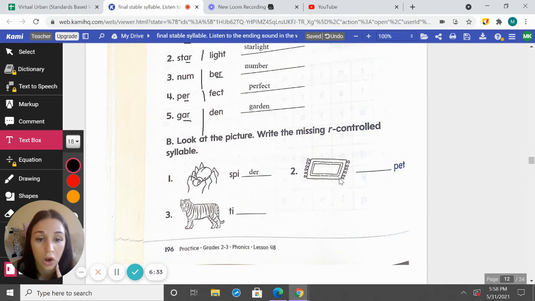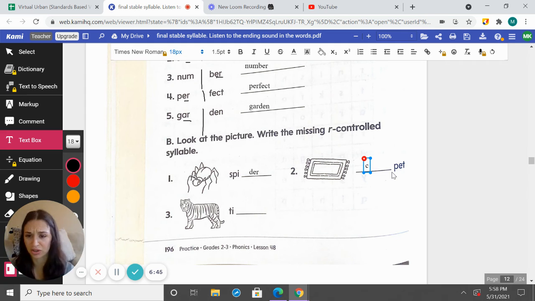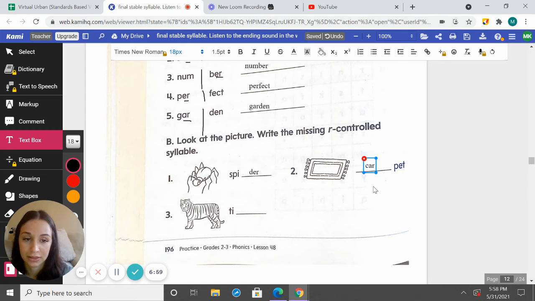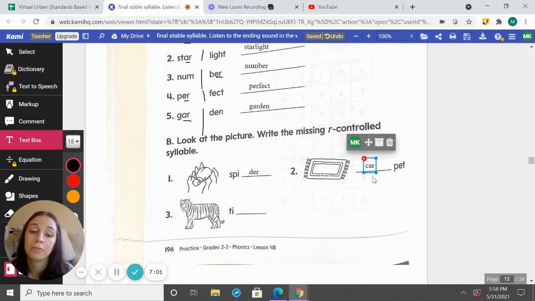Number 2, carpet, carpet. So we have our second syllable. Now we need our first syllable. This is an R-controlled, so we hear K. So we know it starts with a C, but now we need to know what are we putting? Are we putting AR, ER, IR? It's car. Like garden. We have that AR. Carpet. And this is our R-controlled syllable because we have our vowel and then an R. And again, they stay in the same syllable.